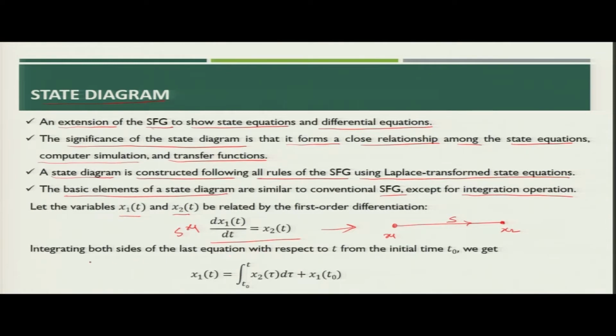When you are talking about the integration, what we have to do? We have to first take the integration on both sides. We can write x1(t) is nothing but equal to the integration ranging from t naught to t of x2(tau) d tau plus x1(t naught). So, this is basically the initial condition which we have taken at time t equal to t naught.